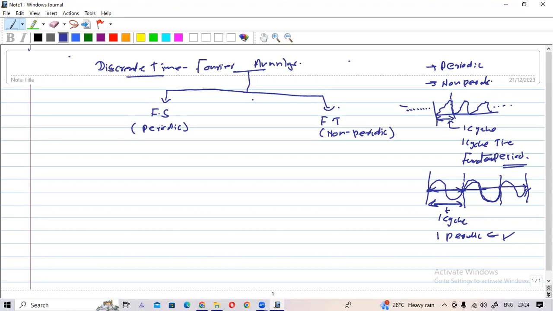In continuous time signals, we have two techniques, Fourier series and Fourier transform. Fourier series we use for periodic signals, Fourier transform we use for non-periodic signals. So this is another signal classification, periodic and non-periodic. Periodic means the signal is repeating, like this. This part is repeating, and this is one cycle. The time for one cycle we normally refer to as the fundamental period.